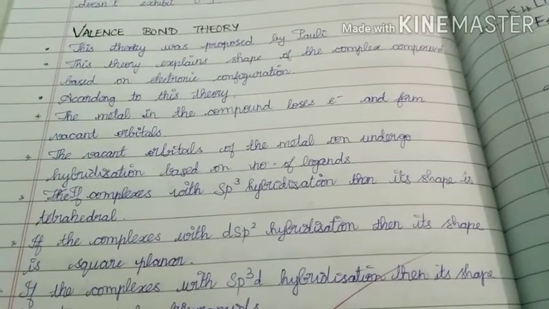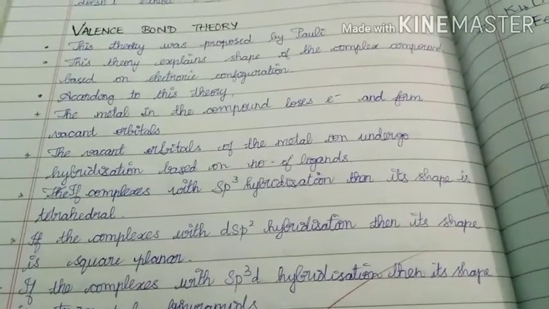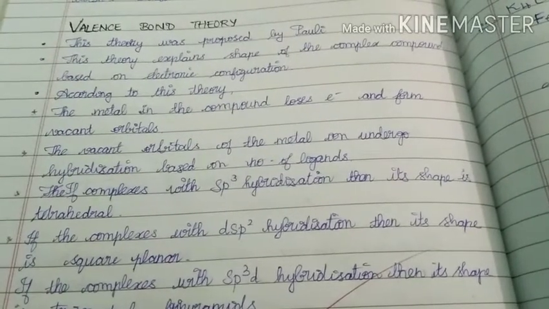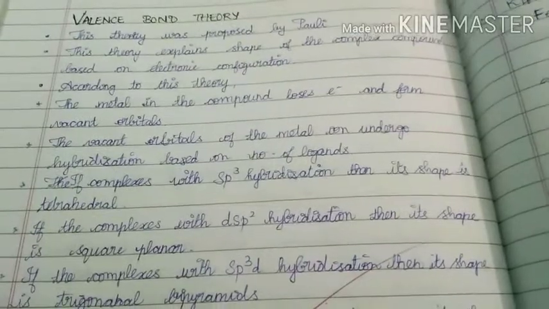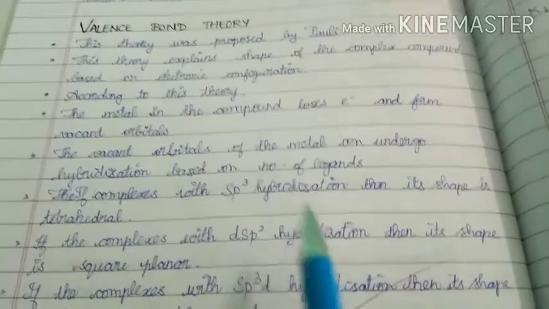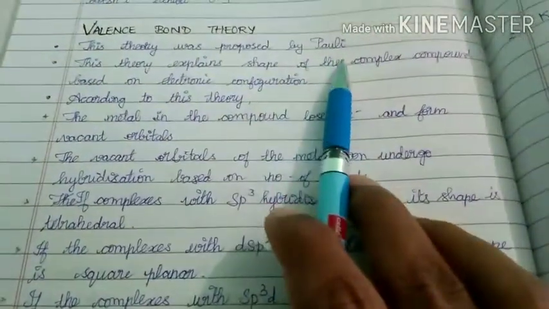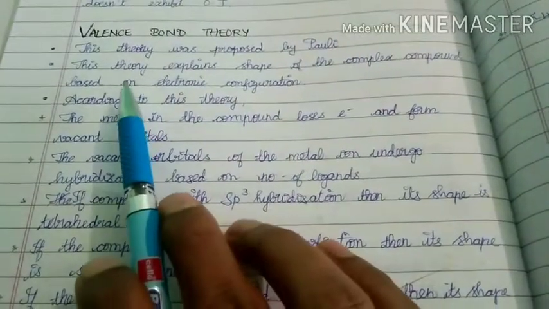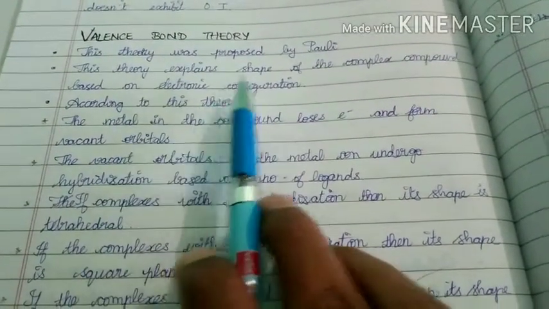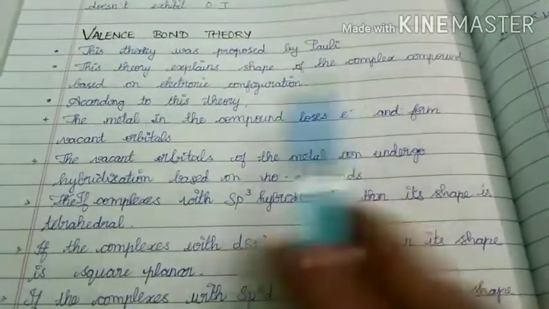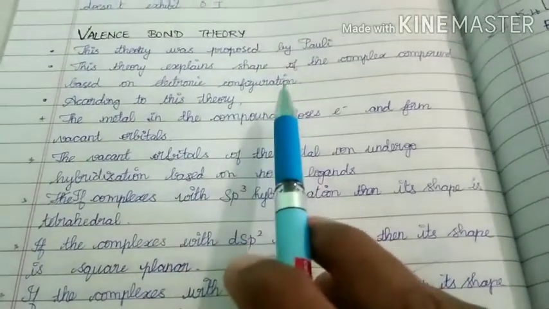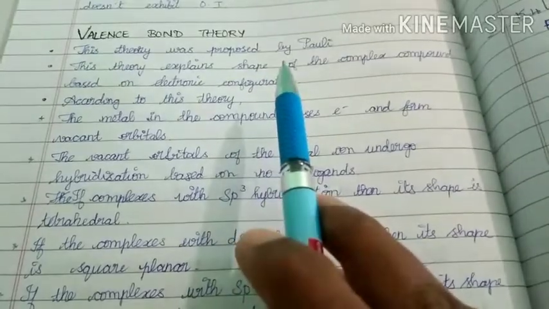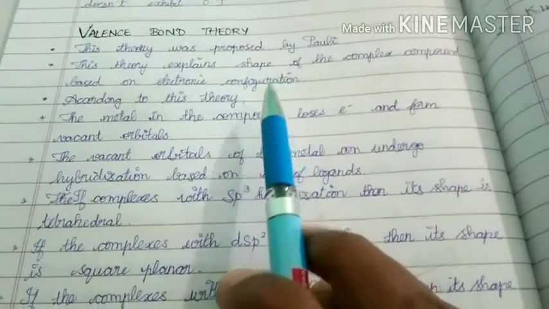Good morning, students. This is the next topic in the complex compounds chapter, that is valency bond theory in complex compounds. This theory was proposed by Pauling. This theory explains the shape of the complex compounds based on electronic configuration. Means by using electronic configuration, we can say the shape of the complex compounds.